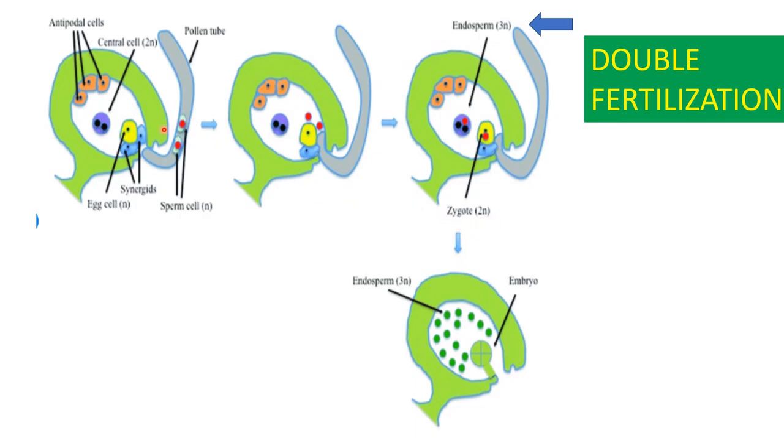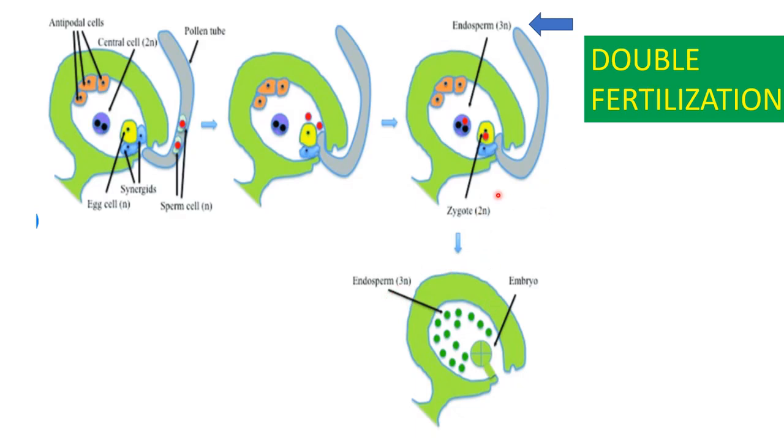The other male gamete will fuse with the central cell. The central cell has two nuclei, and with this male gamete it will form a triploid nucleate cell, and that will function as the endosperm. Endosperm is the tissue which is going to feed the growing embryo. So the embryo is diploid and the endosperm is triploid.